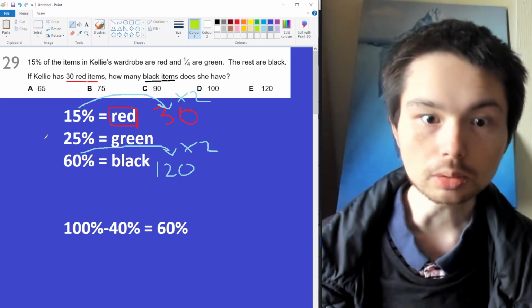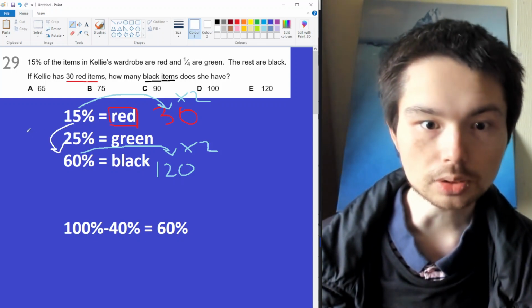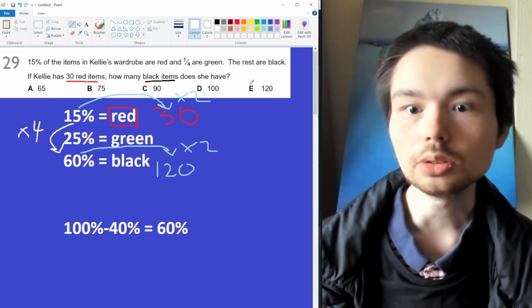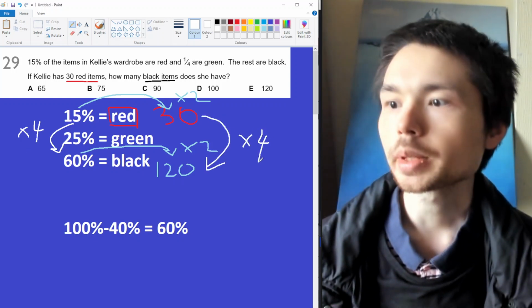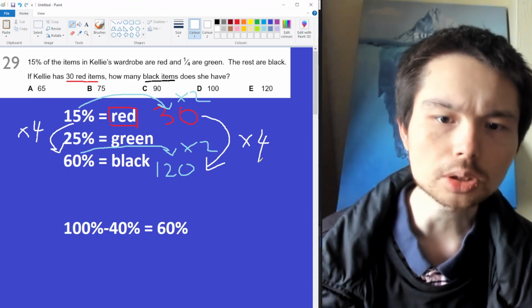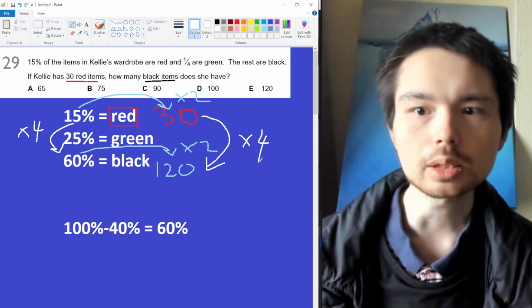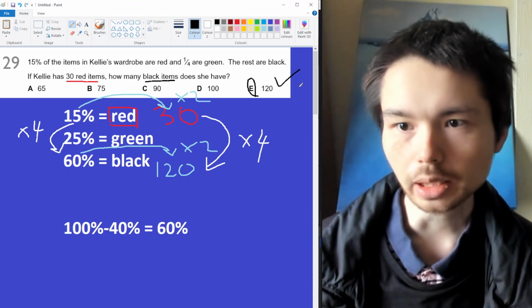Another way, you could go down. How we go from 15 to 60%, that's times by 4. Do the same thing. 30 times 4 equals 120. Maths is all about going from one number to another. Find the correct direction, you will get there in one go. So, Kelly has 120 black items.